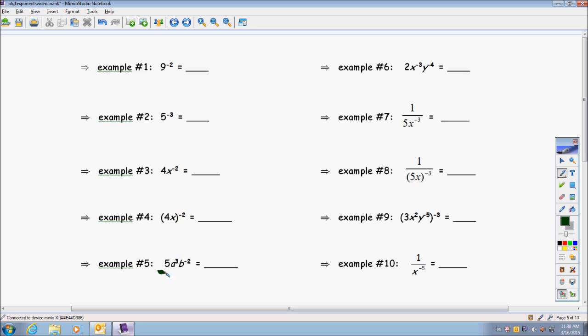Okay, not a fraction. Put it over 1. Anything that's good stays where it is. So 5 is good. 5 didn't do anything wrong. A cubed is good. The b negative 2 needs to come downstairs to become positive.